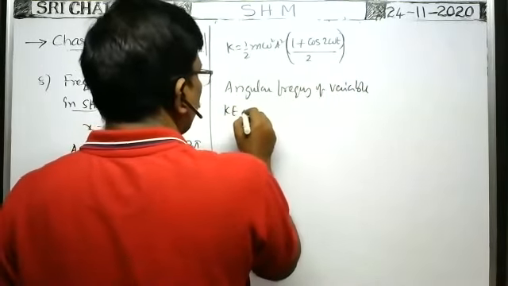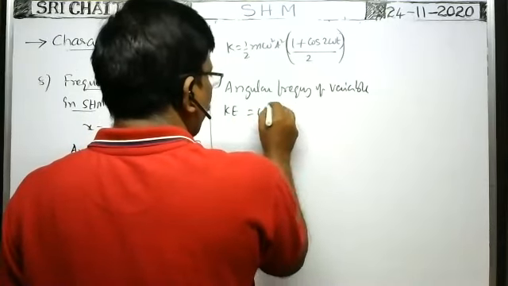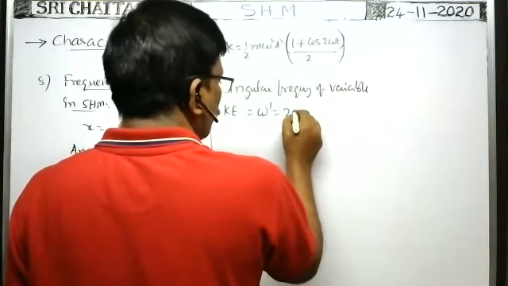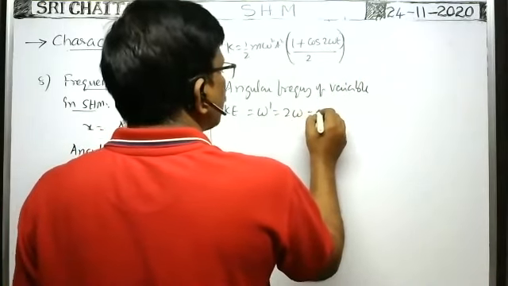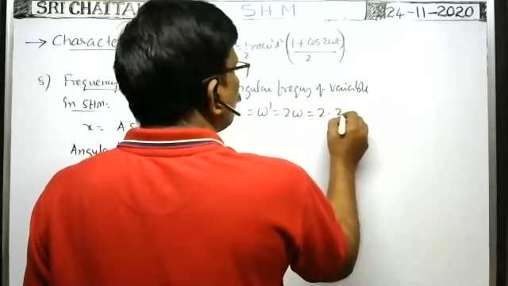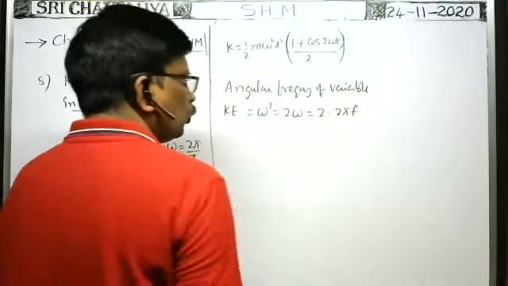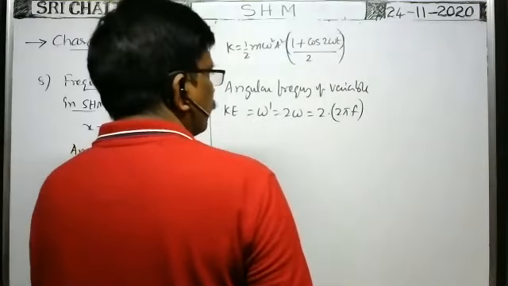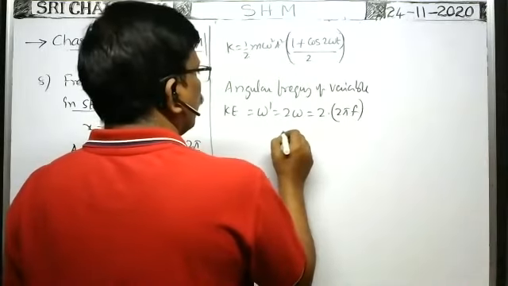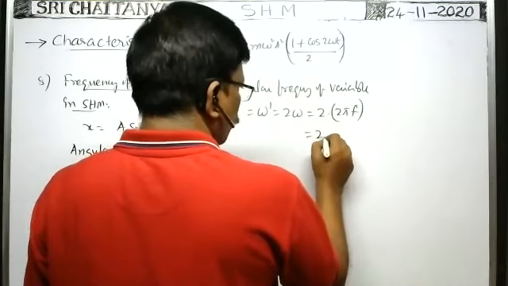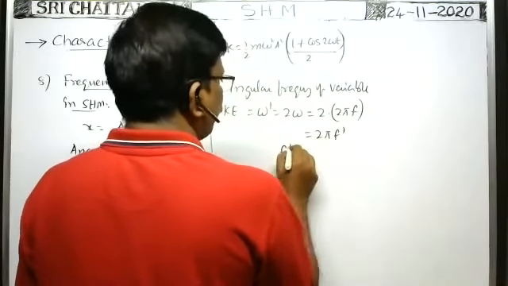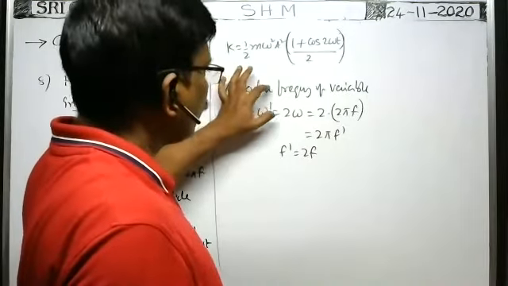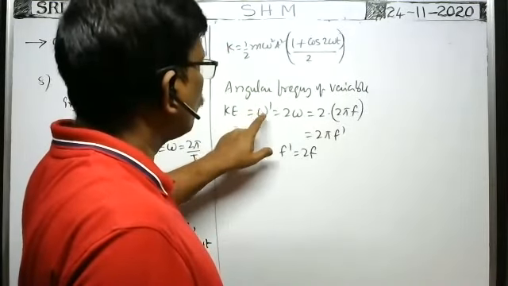That's why it is called variable kinetic energy. The angular frequency of variable kinetic energy is omega dash, which is equal to, instead of omega here, 2 omega is there. That's why omega dash is equal to 2 omega, that is equal to 2 into 2 pi into f. Variable angular frequency is equal to 2 pi into f dash. Instead of f dash, 2f is there now.